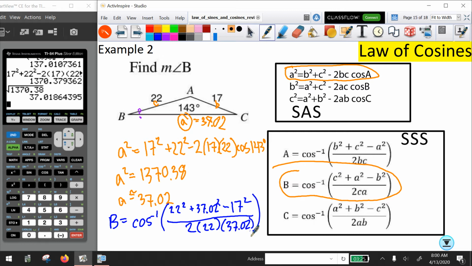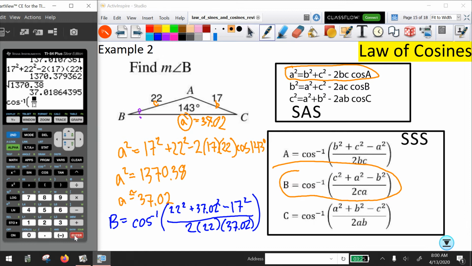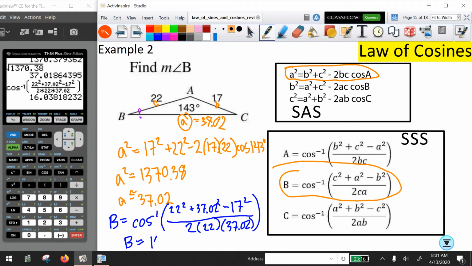All right, we'll go ahead and type this in. Cosine inverse 22 squared plus 37.02 squared minus 17 squared, all divided by 2 times 22 times 37.02. And we get 16.04 degrees. Okay.